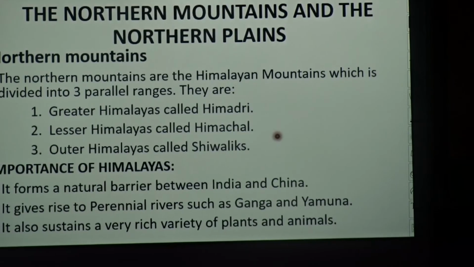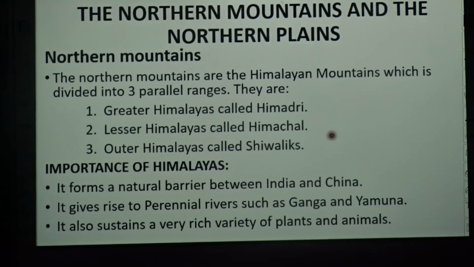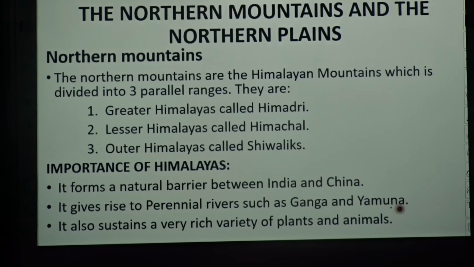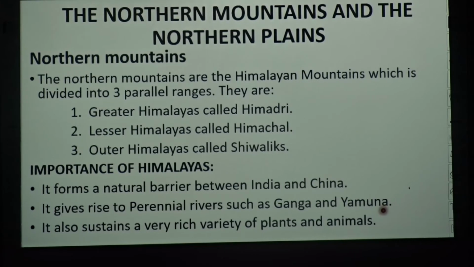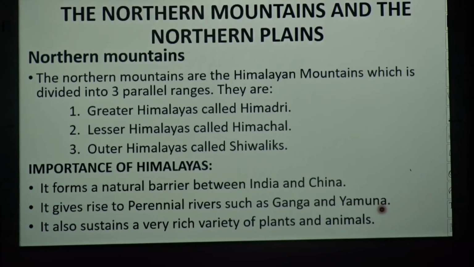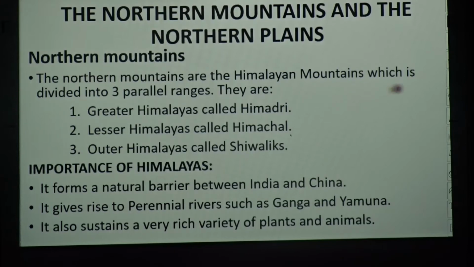So the 4th chapter in your book is the northern mountains and the northern plains. Let us see about the physical features of India. First comes the northern mountains. The northern mountains are the Himalayan mountains, which are divided into 3 parallel ranges. I hope you all remember the divisions of the northern mountains.